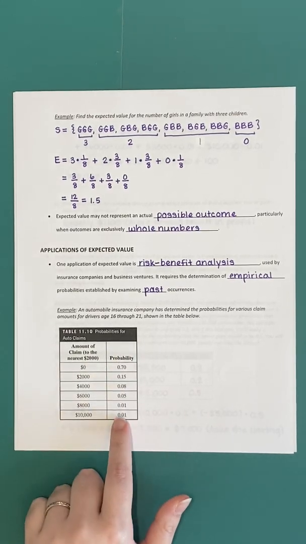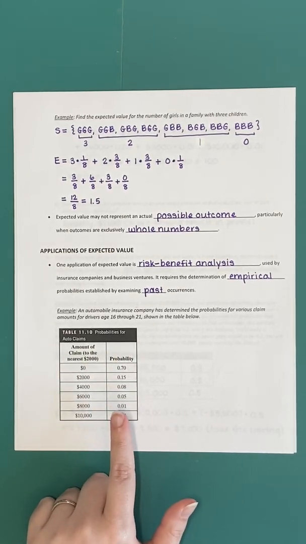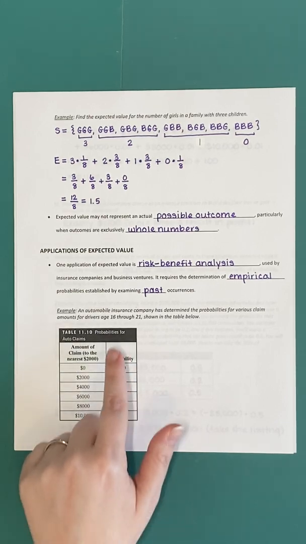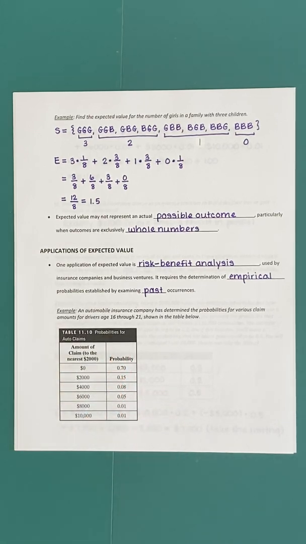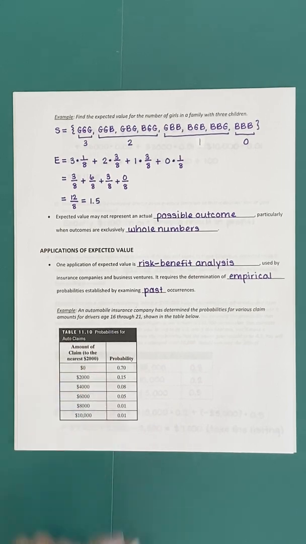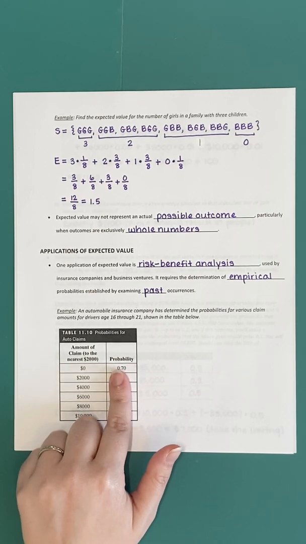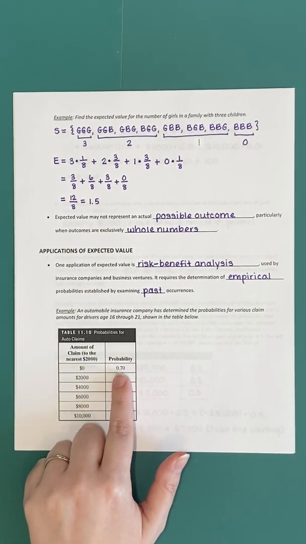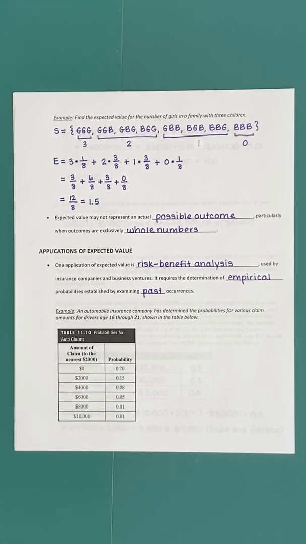And then we have the probability based on what this company has seen in the past. So how were these probabilities determined? Well, they looked at past results in terms of how often different claim amounts popped up. How often did a claim amount of 0 pop up? How likely was a particular driver to never have to make a claim? That would be a claim of 0. This was how likely it is, so they estimate the probability just based on data they have from the past.